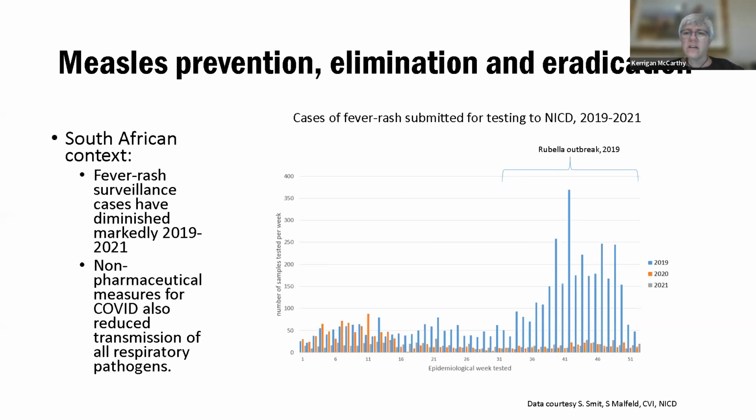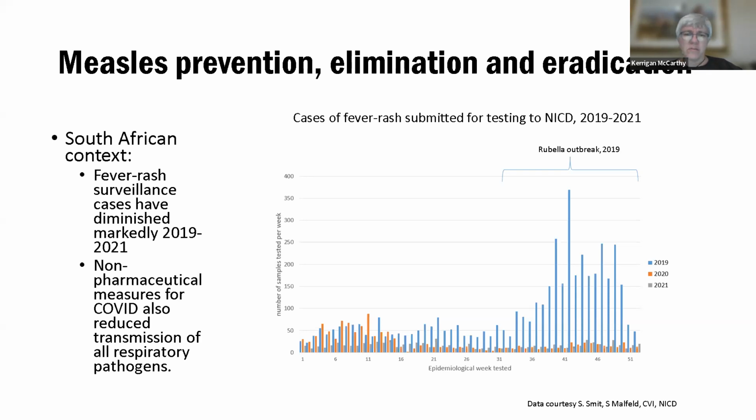And what you'll notice is that the blue color, in other words 2019, seemed to have a surge during the second half of the year. What happened during this year was that there was an outbreak of rubella, and so people were sending samples to the NICD for measles rubella surveillance or fever rash surveillance, and they were being diagnosed as rubella.